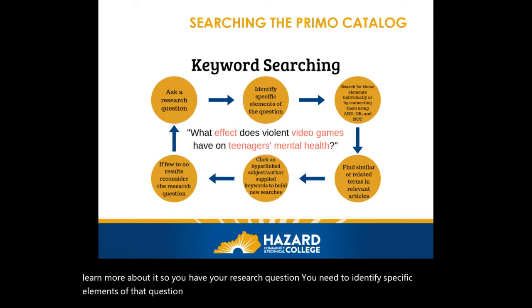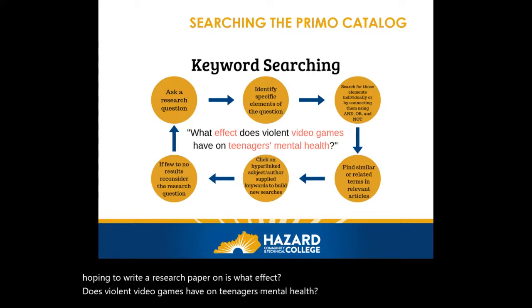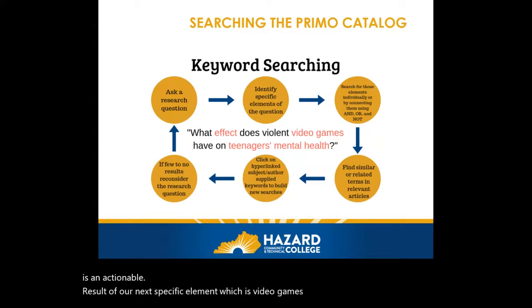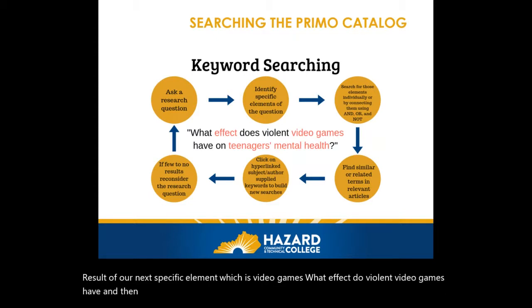So in this particular instance, our question that maybe we're hoping to write a research paper on is, what effect does violent video games have on teenagers' mental health? So what are the specific elements that are in that question? So we want to find the effect. This is an actionable result of our next specific element, which is video games. What effect do violent video games have? And then our last specific element, the mental health of teenagers.